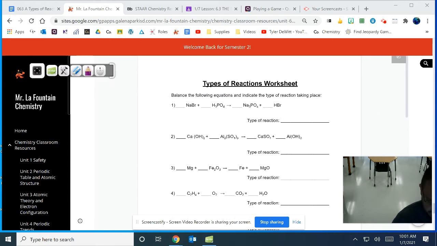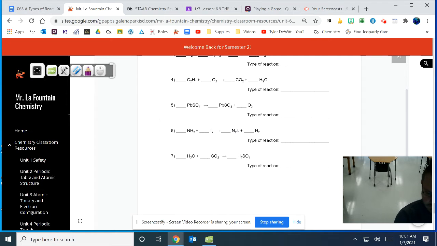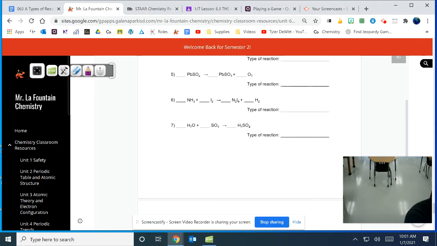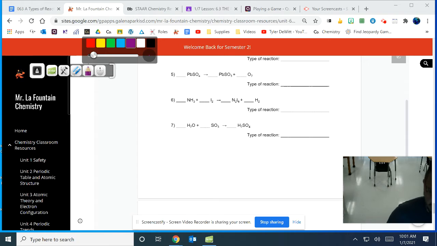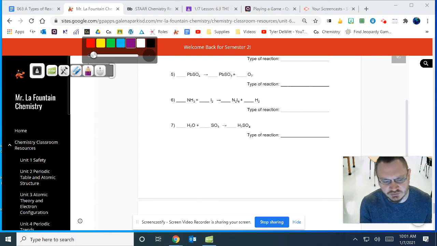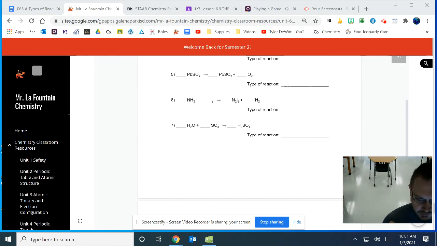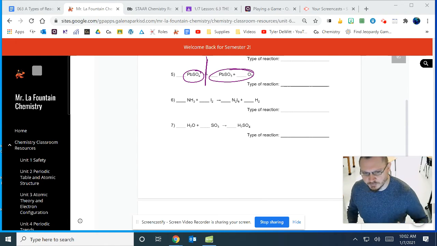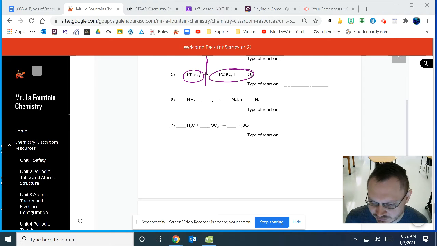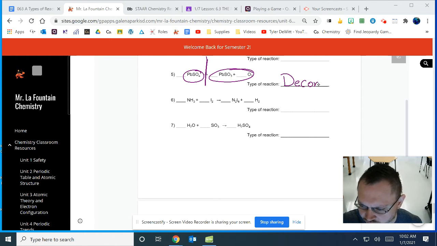All right, we're going to scroll down a little bit here. We're going to look at these ones here. So in this one, we have one thing that is going to break down into two things. So we see the arrow here. One thing breaks down into two things. If I'm breaking apart, I am decomposing. This is a decomposition reaction. Decomposition.